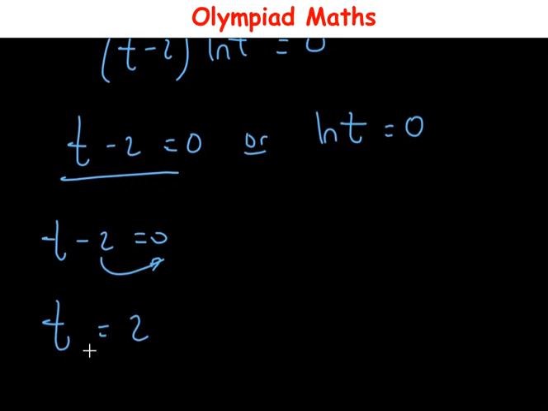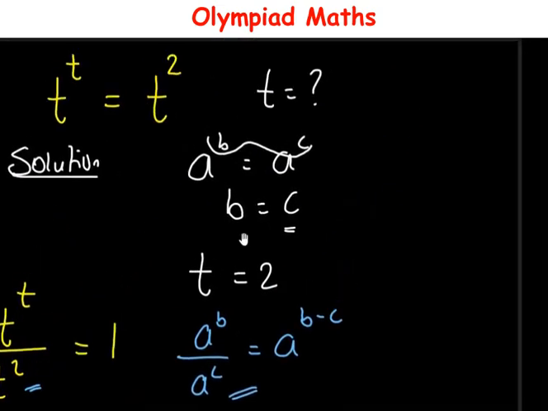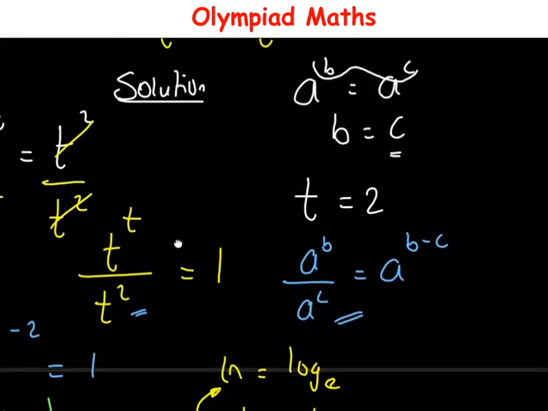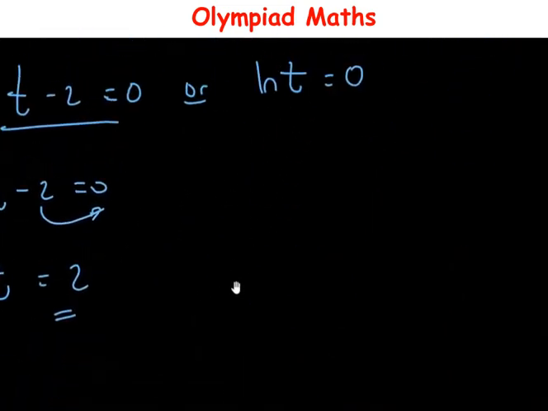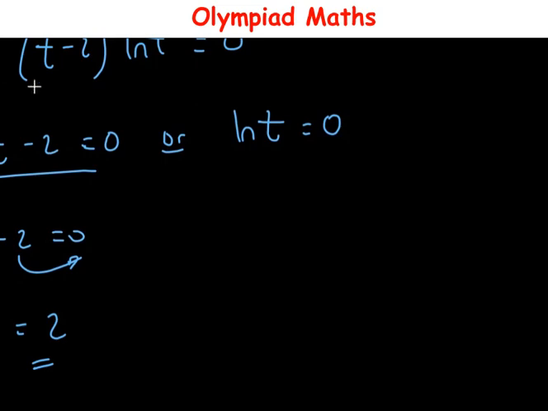This was the first solution of t that we got the first time. You see right here that the value of t is equal to 2. Now, let us then solve for the other value of t from this other equation, that ln t is equal to 0. So we have ln t is equal to 0.